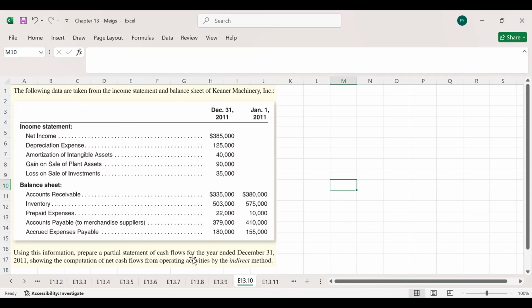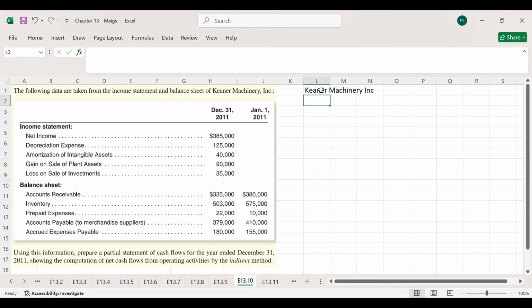Prepare a partial statement of cash flows for the year ended 2011, showing the computation of cash flows from operating activities under the indirect method. So we are going to prepare a partial cash flow statement. Why is it partial? Because only cash flows from operating activities are given. So we will mention the name of the company. Keener Machinery Incorporation.